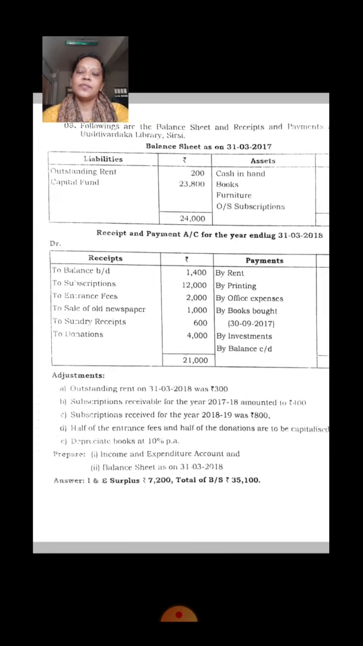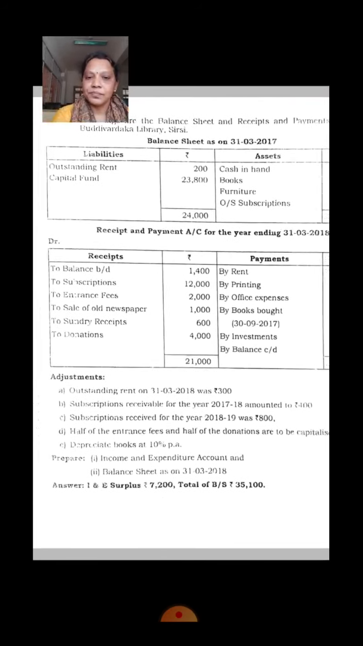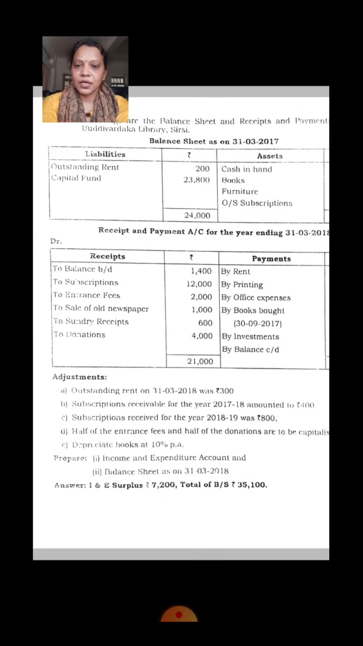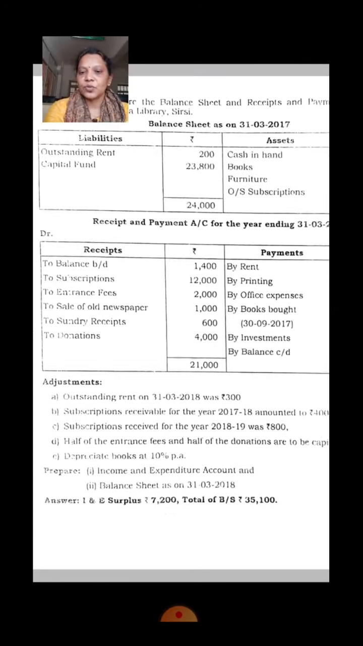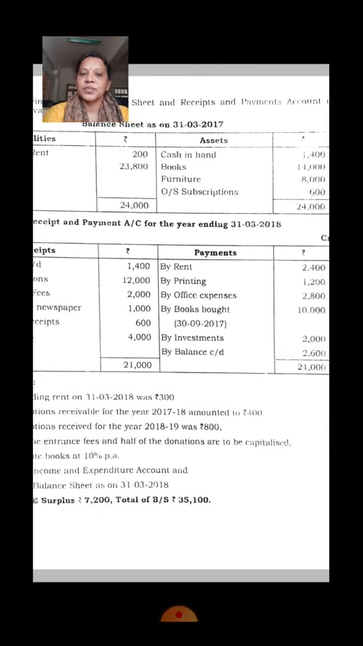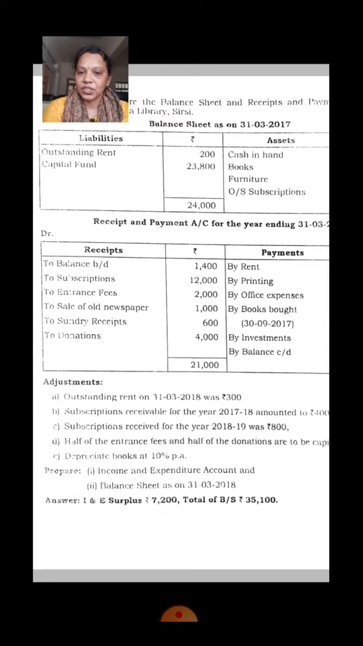Okay, then see the receipt and payment account. What are the total receipts and payments made during this year? So last year's closing cash balance will become this year's opening cash balance, 1,400, in the receipt and payment account. We have taken it. Then total subscriptions were 12,000. Out of that, last year's subscription 600, which we are going to deduct.